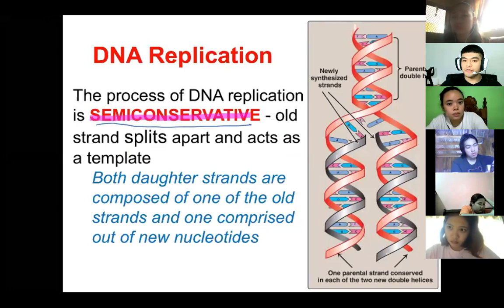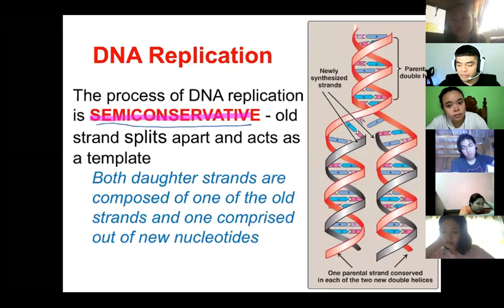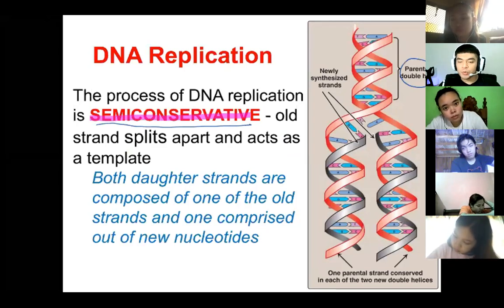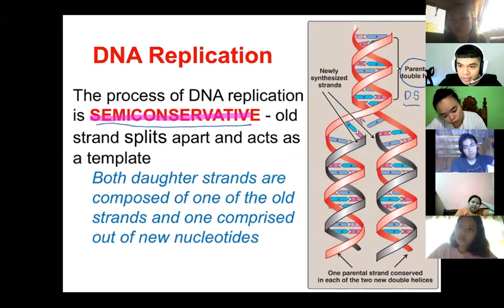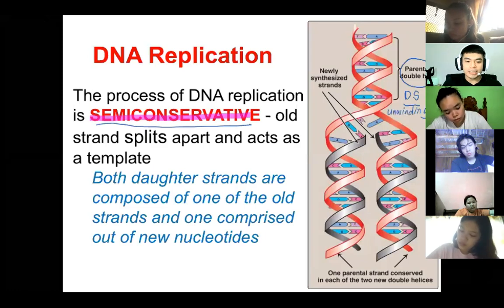For you to understand further the semi-conservative process of DNA replication, kindly refer to the figure on the right side. Suppose that the double helical structure found above is the parental double helix. Take note that a prerequisite for DNA replication is that this double-stranded parental helix must separate from one another. And that process is called unwinding, also known as unzipping.